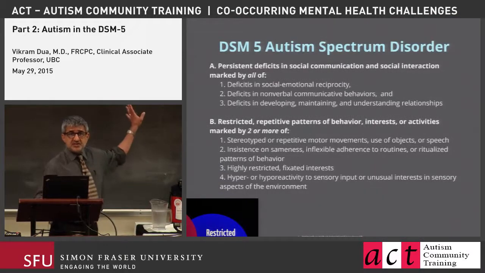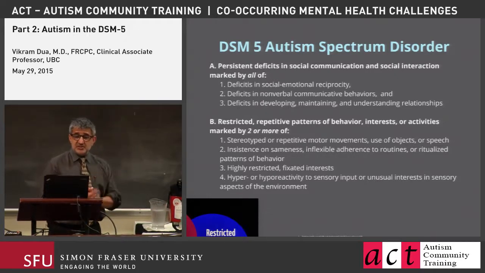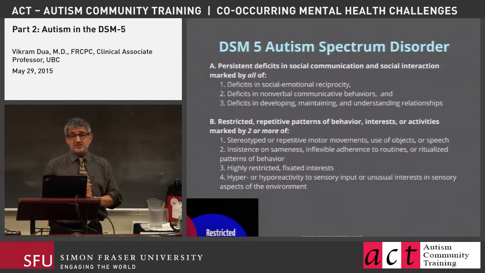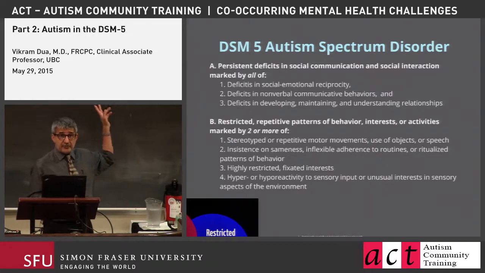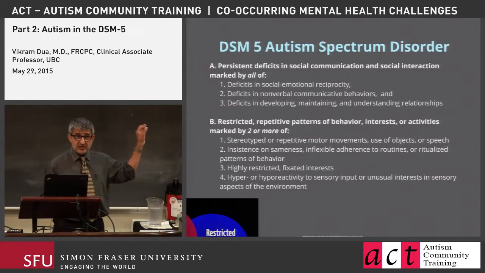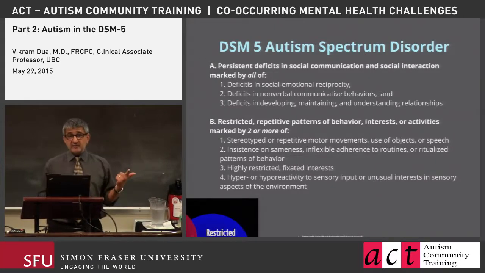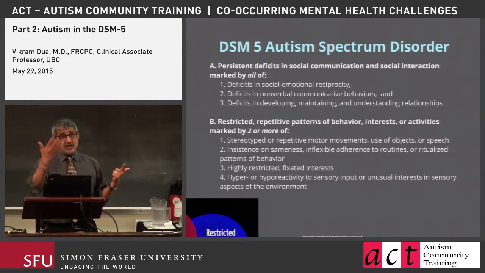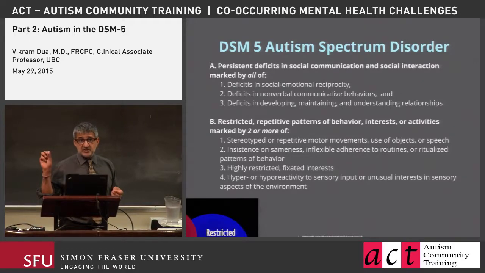So what you see is the two-domain model. The other thing to pay attention to is the number of criteria that are required. In DSM-5, you actually require all 3 of the social communication deficits in some form, either in history or in observation: social, emotional reciprocity, nonverbal communicative behaviors like eye contact and gesture, and social relationships.